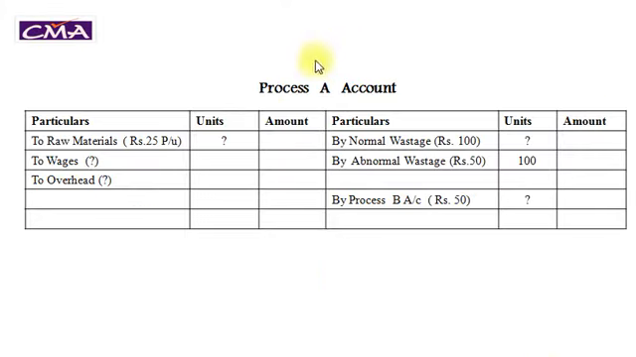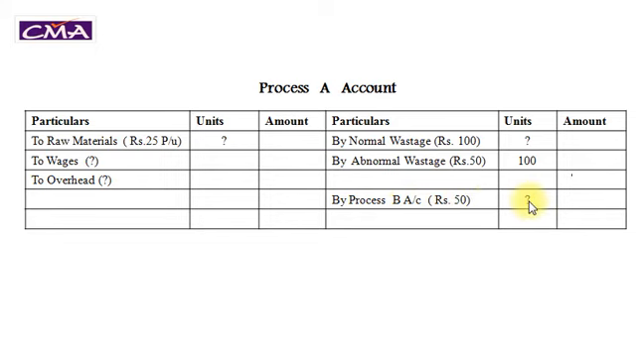This is process A account, particulars, units and amount. To raw materials, rupees 25 per unit. Units not available, so we cannot get the amount. Wages not available, overheads not available. By normal wastage, cost per unit is 100 rupees. Units not available. By abnormal wastage, 50 rupees per unit. Units 100. And by process B account, actual production transferred at rupees 50 per unit.